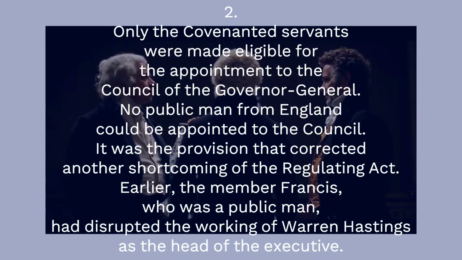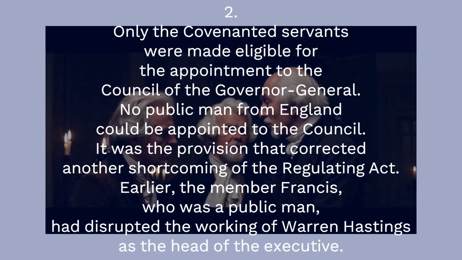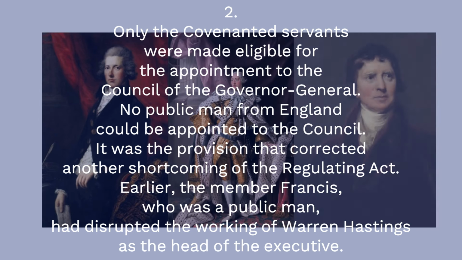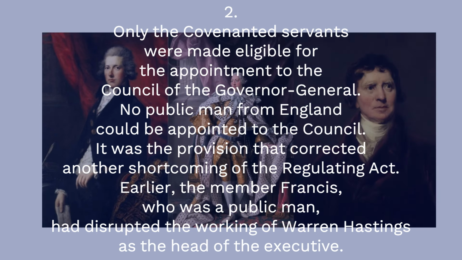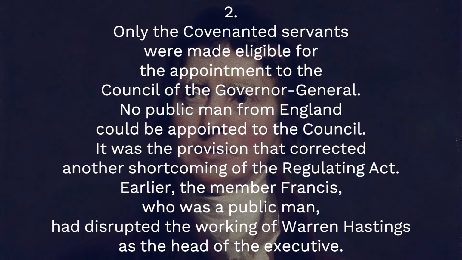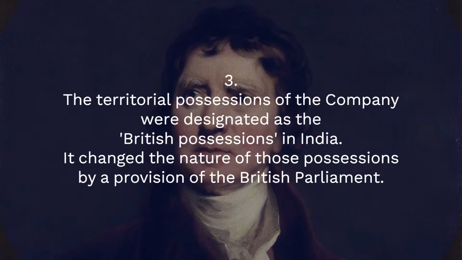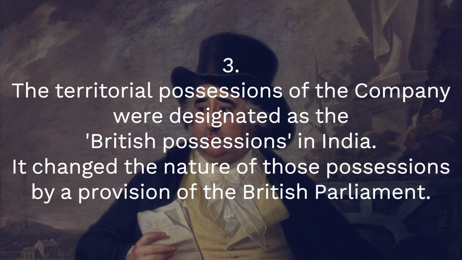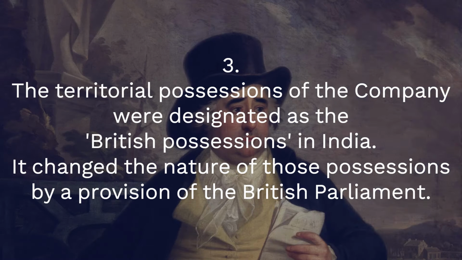2. Only the covenanted servants were made eligible for the appointment to the council of the governor-general. No public man from England could be appointed to the council. It was the provision that corrected another shortcoming of the Regulating Act. Earlier, the member Francis, who was a public man, had disrupted the working of Warren Hastings as the head of the executive. 3. The territorial possessions of the company were designated as the British possessions in India. It changed the nature of those possessions by a provision of the British Parliament.